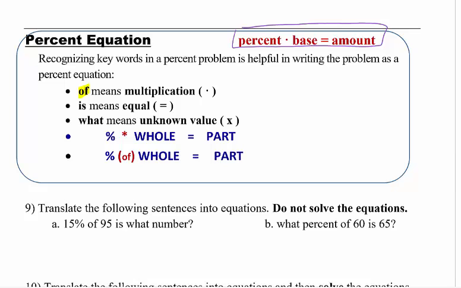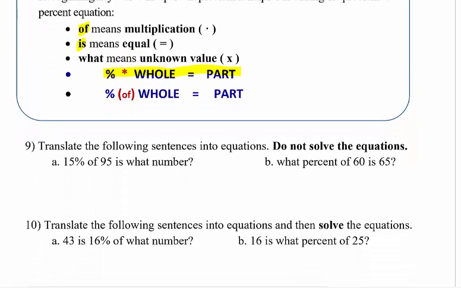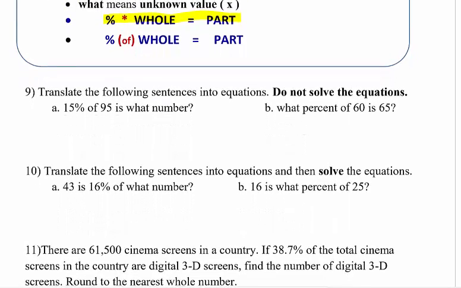The word "of" means multiplication. The word "is" means equals. So what we're trying to do, again, I like to actually put it in this format right here. Percent times the whole will give me the part. The times is the "of." So percent times the whole equals the part. So we're looking for those key words.